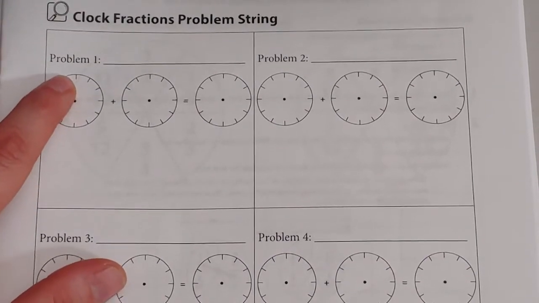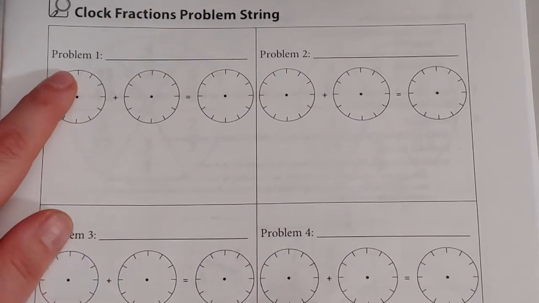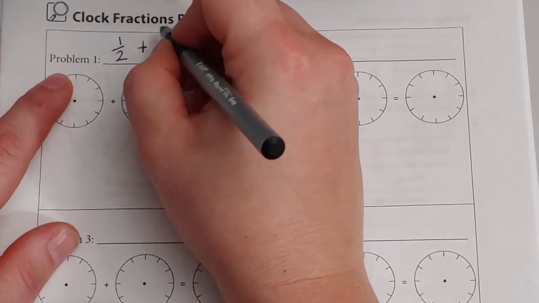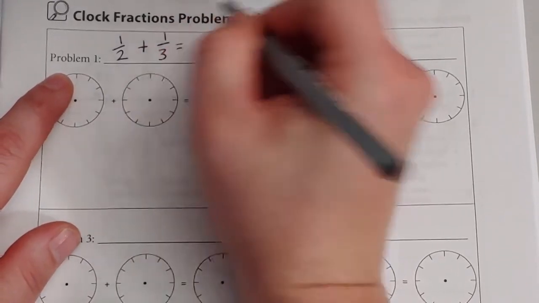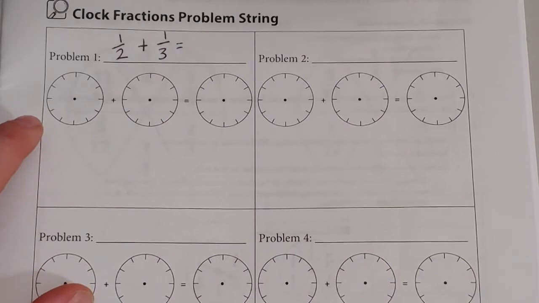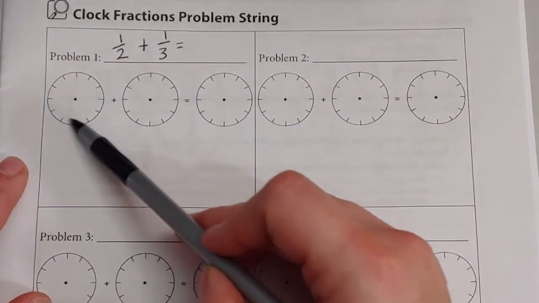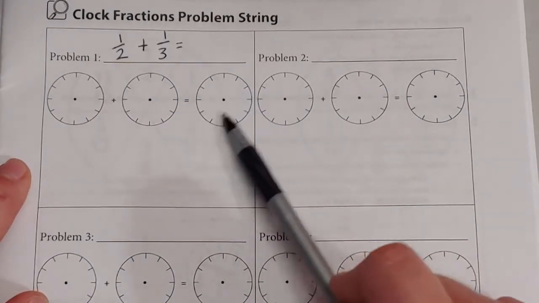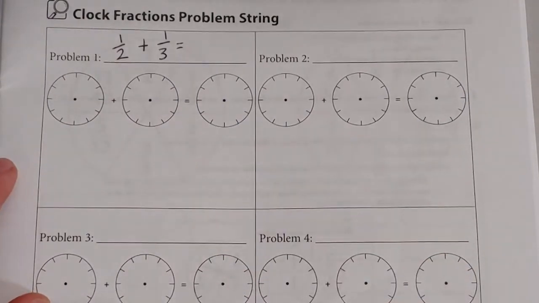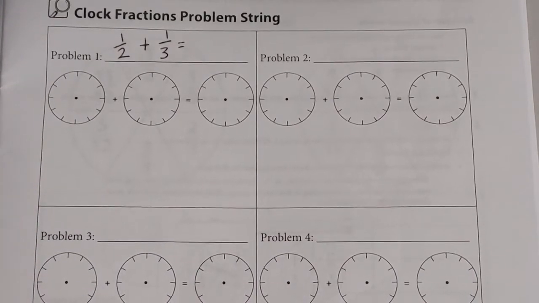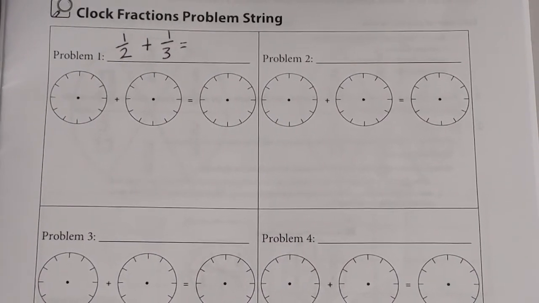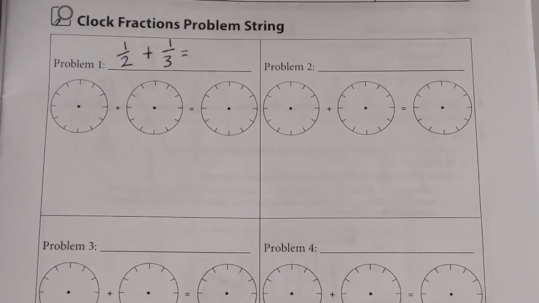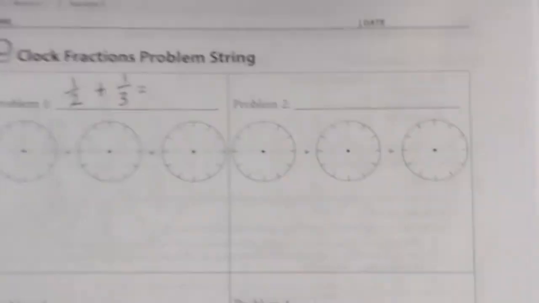So your first problem, again, you're on page 36, is 1/2 plus 1/3. So what you're gonna do, put 1/2 on this clock, put 1/3 on this clock, and then add them together to see what the answer is. Pause and try. Okay, hopefully you actually tried and didn't just zoom through it, because it's not going to do you any good just to watch me do it. You gotta try.